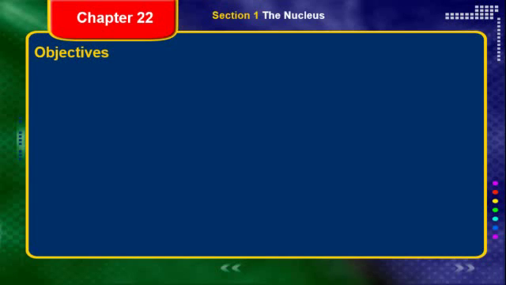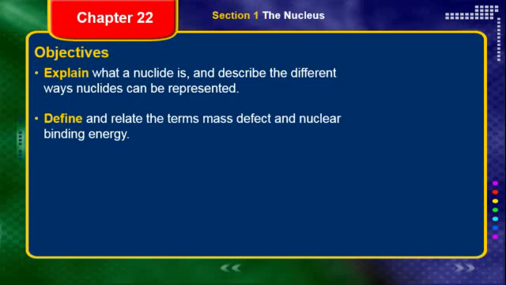All right, chemistry, this is your video lecture for chapter 22, section 1. This will be the second half of your lecture for this section. In the previous lecture video, we covered these first two objectives. We were able to explain what a nuclide is and describe different ways nuclides can be represented. We were also able to define and relate the terms mass defect and nuclear binding energy.